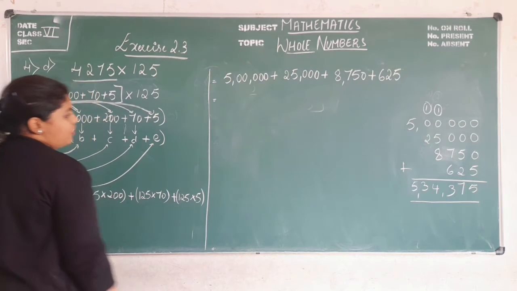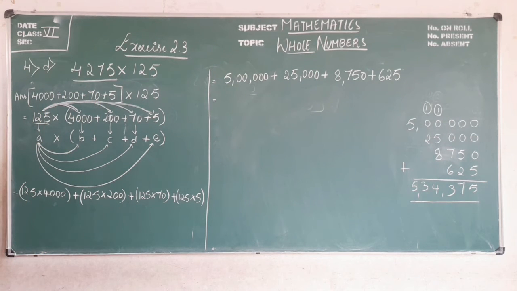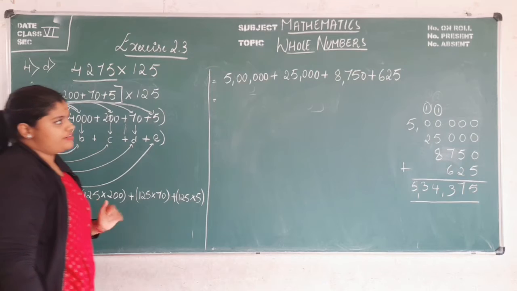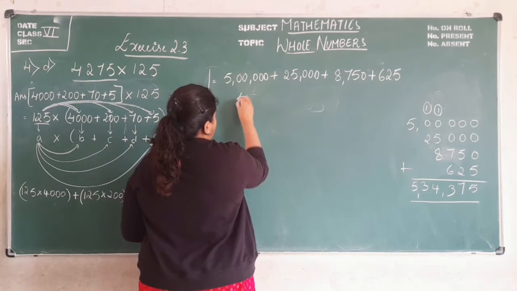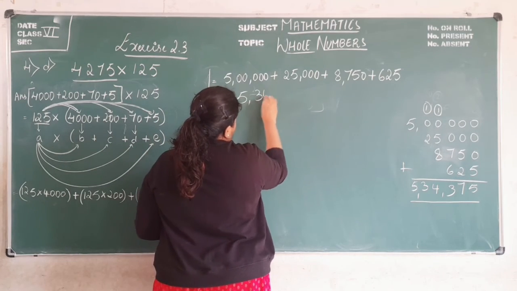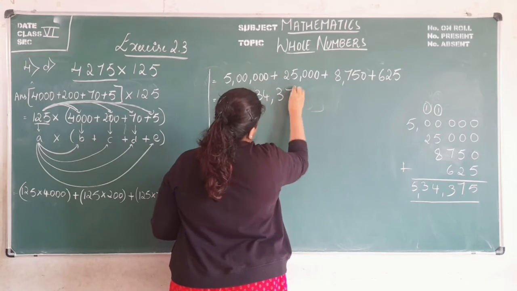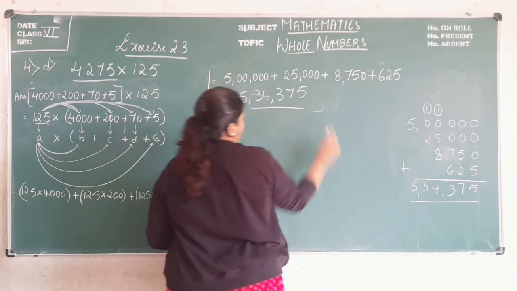Yes, we got the final value as 5,34,375. So 5,34,375 is the final value.